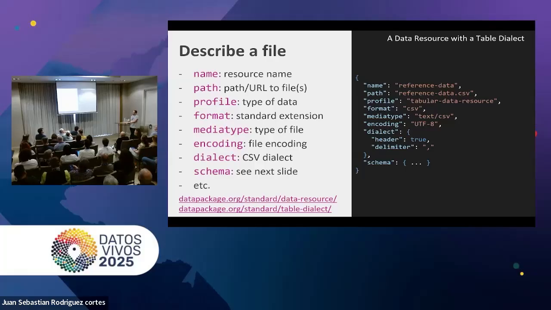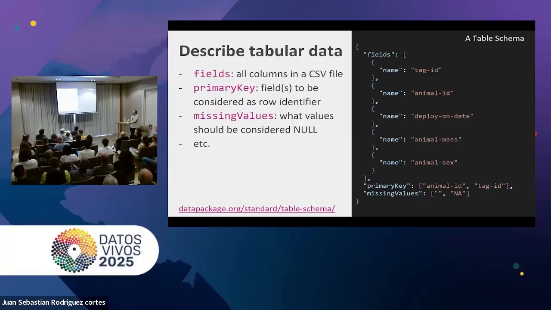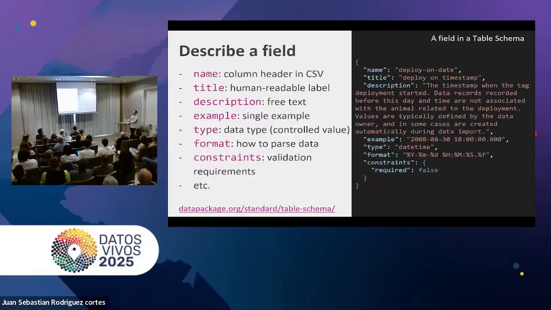We go one level deeper to the tabular data. You can describe all the fields you have in your file. So here I'm describing those file fields. You can also indicate primary keys and foreign keys. So if multiple files are related to each other, that is also something you can describe, as well as missing values.